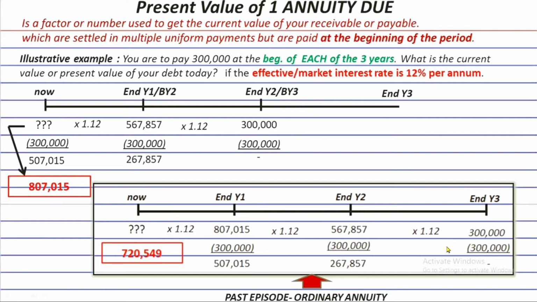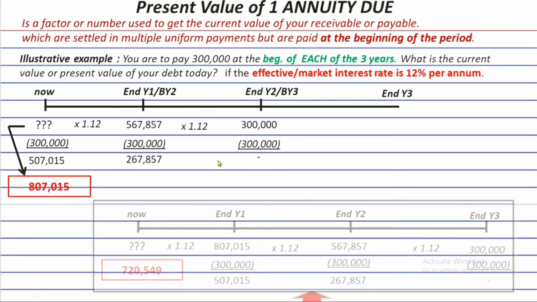So again, ordinary annuity is good for multiple payments made at the ending of each period, while annuity due or annuity in advance factor is used to solve for the present value of debt or receivables settled using multiple payments made at the beginning of each period. Please remember that. Okay? So, let's move forward.